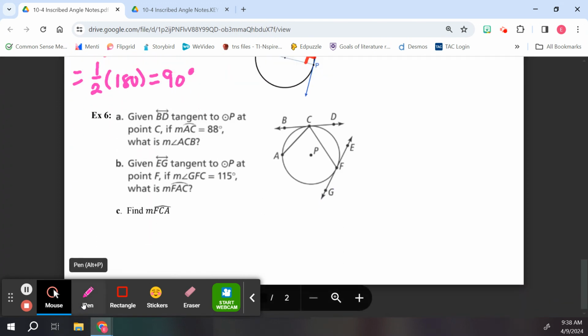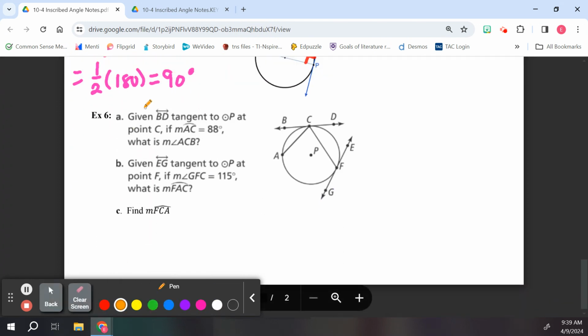Okay, number 6. It says given line BD is tangent to P. Now this is not a radius, it's just a chord, so it is not necessarily perpendicular. At point C, if the measure of arc A to C, so this arc right here, is 88 degrees, what is the measure of A to C to B? So they want this one right here. That's going to be half of 88, which gives you 44 degrees.